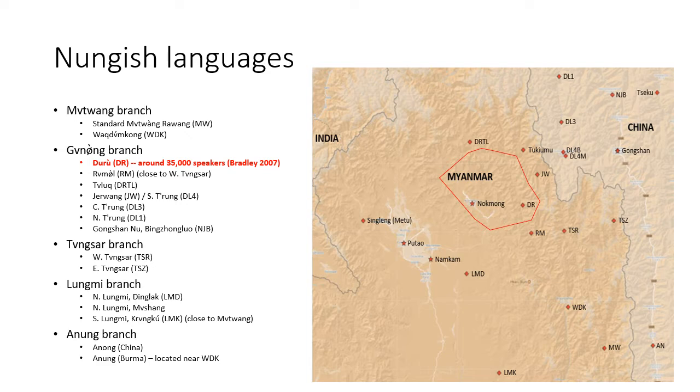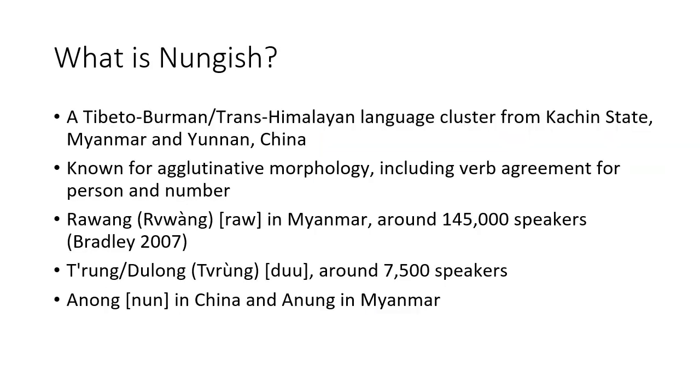there in red. There are around 35,000 speakers of Duru. You can also see on the map some of the other Nungish varieties in their original home areas. So Nungish is known for its agglutinative morphology, including agreement for person and number. The major political divisions are Rawang, Churung, and Anong.